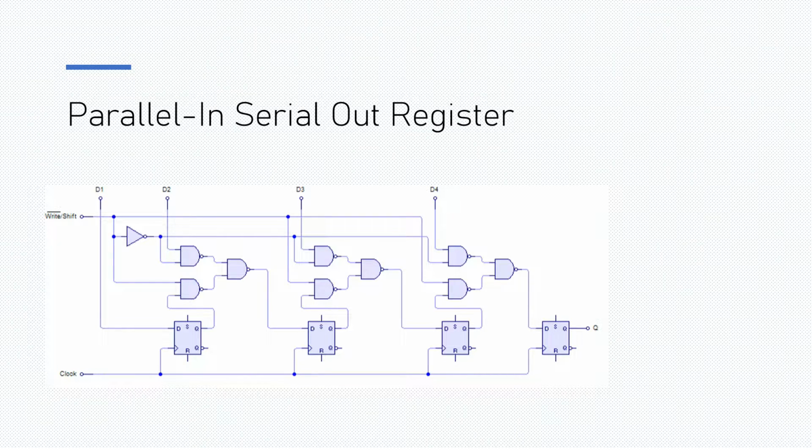Okay guys, so now look at the parallel in, serial out register, where we have 4 inputs to the register, and these values are going to be stored within the flip-flops. Upon the signal being received from the clock, it then moves sequentially out of the flip-flops through our output pin Q. So this is how it is designed when it's a parallel in, serial out register.